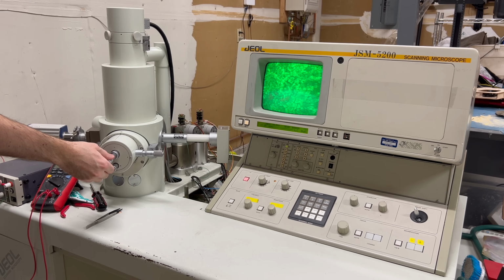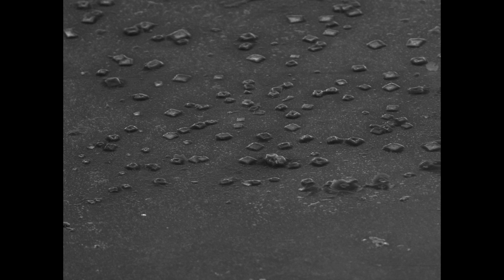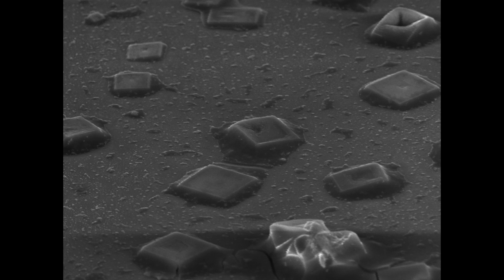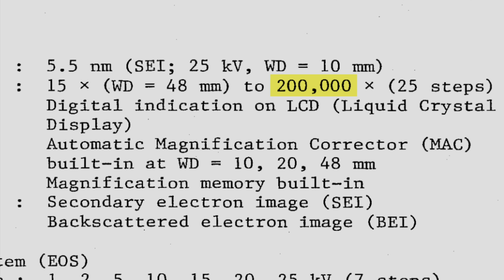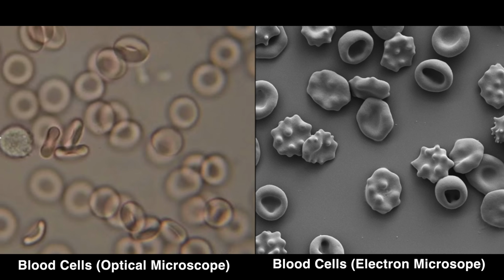In my previous video, I repaired an old electron microscope and produced some really cool images. However, if we want to justify having a SEM, then it really needs to outperform an optical microscope. When this machine was new, it could magnify up to 200,000 times and resolve details down to 5 nanometers, about 100 times better than the best optical microscopes.